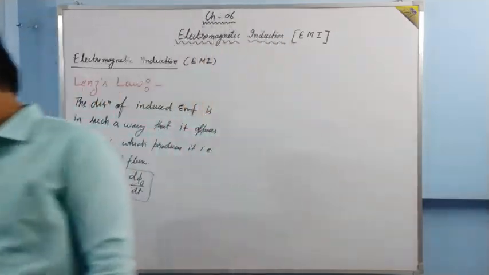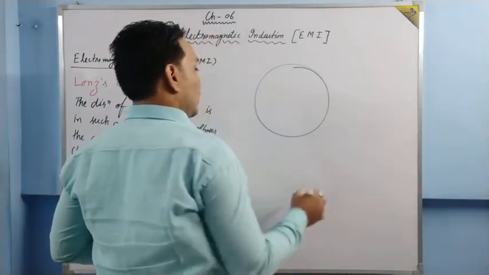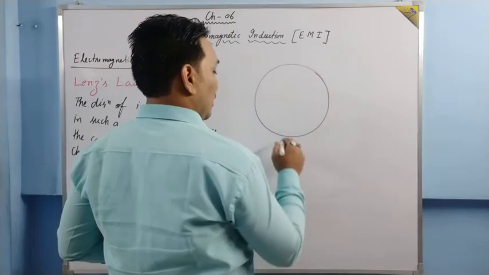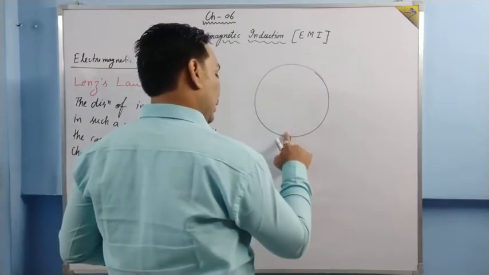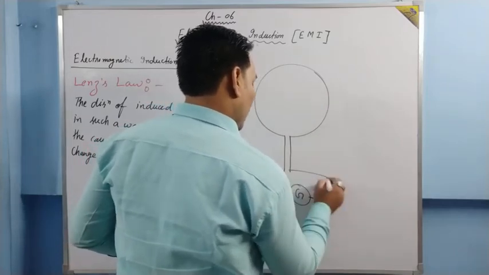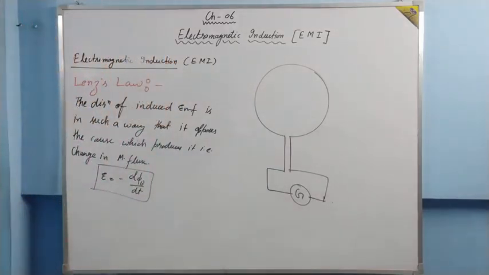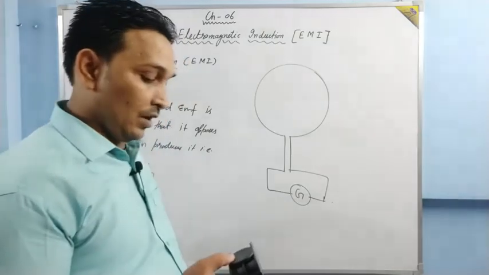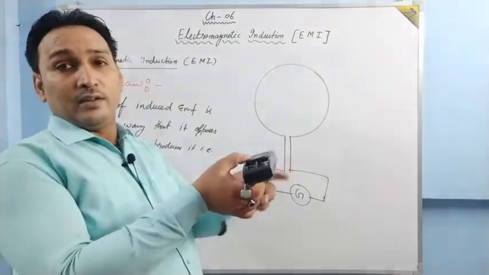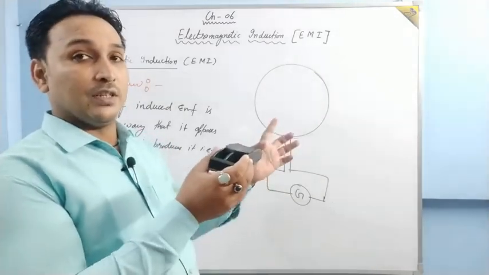And for that, let us assume that this is a loop, right? And let this loop be connected with a galvanometer. This is a loop, no source of current is there. Suppose this is a magnet. This end is the north end and this end is the south end. South end is facing towards you and north is facing towards this.